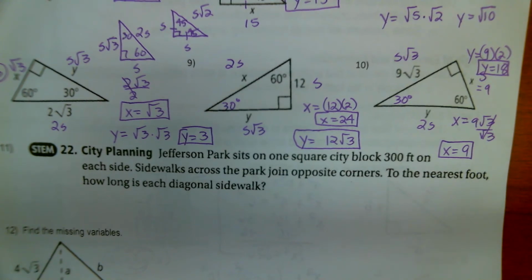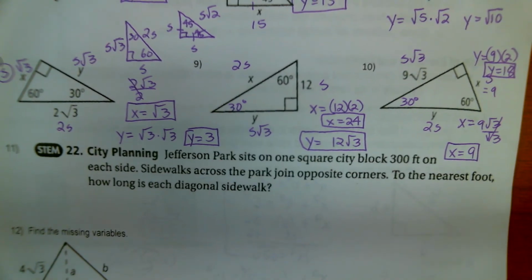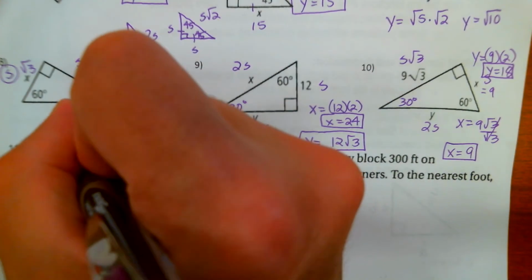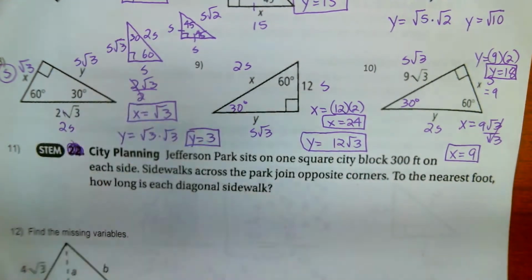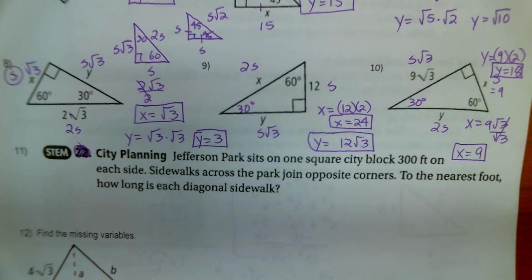Now, I'm the math teacher, guys. When I read this problem for the first time, I was a little confused when I looked at this. Okay, 22 doesn't need to be there. This is problem number 11. I was a little bit confused. So guess what I had to do? I read it again. Read it 2 or 3 times. Okay, Jefferson Park. So we've got a park. The park sits on one square city block. It sits on a square.